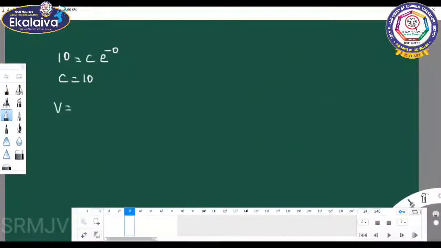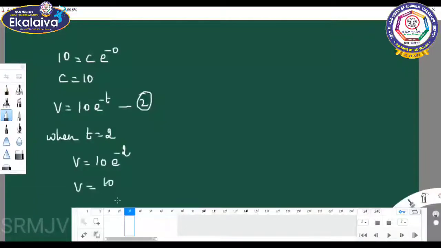So v equals, instead of c, you can write 10, so v equals 10 e power minus t. You can take it as the second equation. When t equals 2, what is the velocity? v equals 10 e power minus 2, so v equals 10 by e square. That is the velocity.